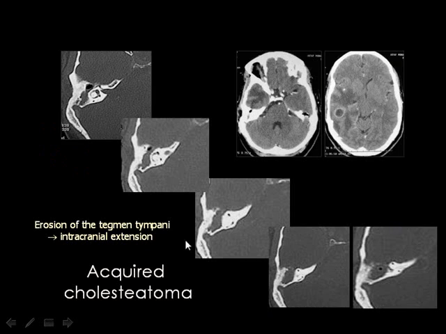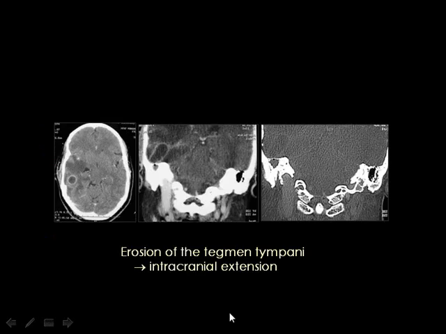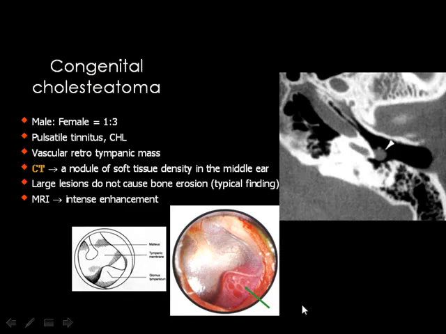Then this is cholesteatoma that has eroded the tegmen tympani with intracranial extension and abscess formation in the temporal lobe. It is a frequent complication of cholesteatoma. And this is the same case in the coronal view, showing the erosion in the tegmen and the abscess, which is related to the temporal lobe.